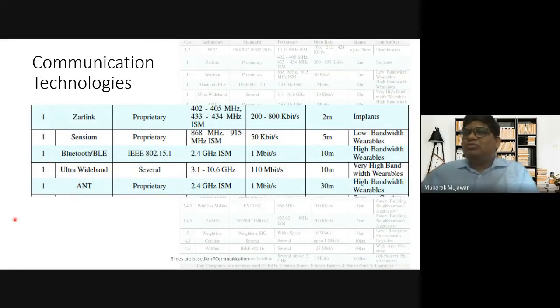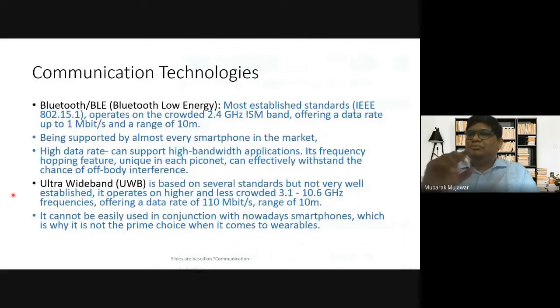So let us talk about 2 of the technologies: Bluetooth and ultra wideband. Bluetooth, we all know, has the most established standard. We use IEEE 802.15.1. It operates on the 2.4 gigahertz band, and its data rate is about 1 megabit per second, with a range of about 1 to 10 meters. Fortunately, it is supported by every cell phone manufacturer in the market. So if you have a cell phone, it is sure that you have Bluetooth technology.